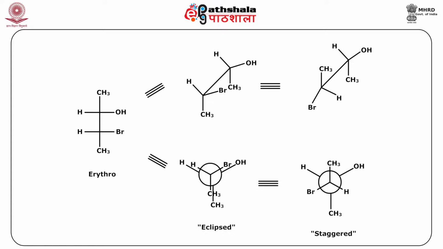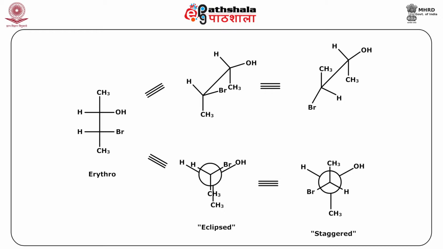Let us observe the Sawhorse and the Newman formulas of 3-bromo-2-butanol from the Fischer projection. It can be seen how the eclipsing is leading to more steric hindrance, while the staggered conformation does not show that kind of steric hindrance and hence has less inter-electronic repulsion in a molecule.